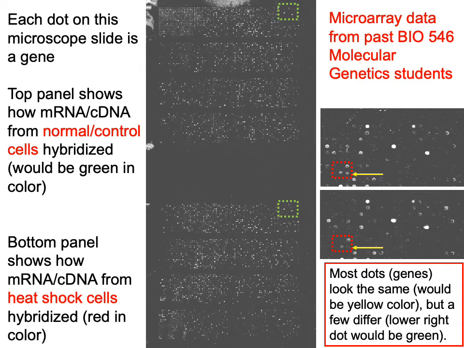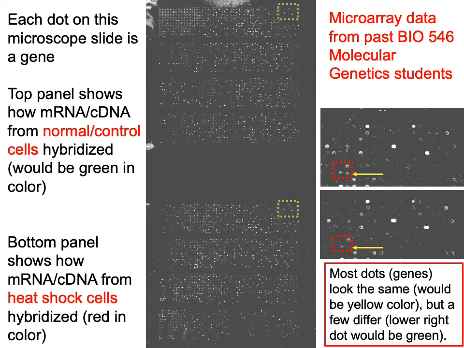And then the bottom shows how the RNA or cDNA from heat shock cells hybridized. That would be the red. And then we would overlay those two different scans to see what those ratios would be. So we would have that comparison of heat stress compared to the normal, right?